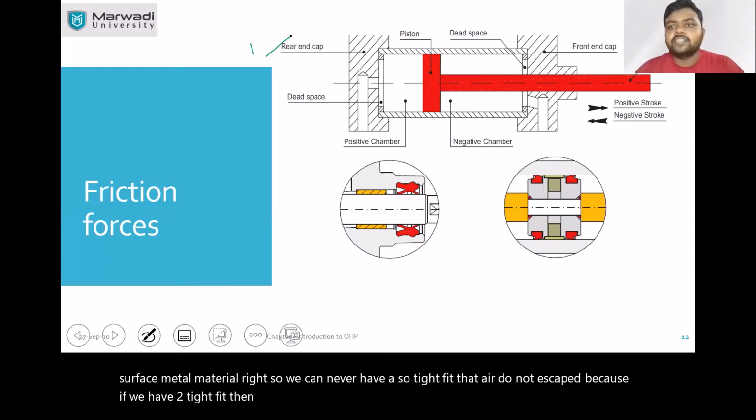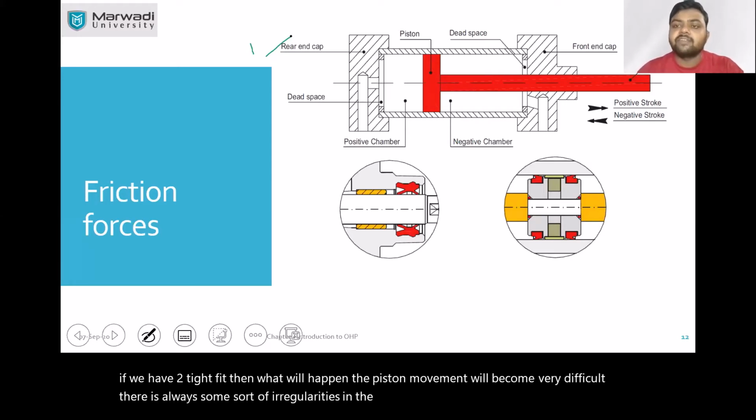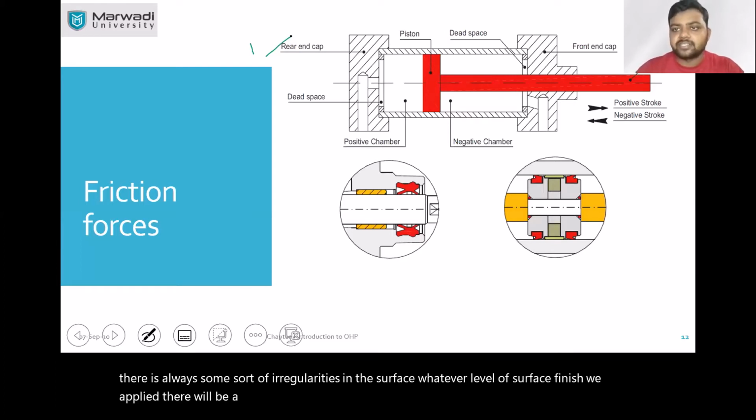There are always some irregularities in the surface. Whatever level of surface finish you apply, there will be microscopic gaps between two mating surfaces. So air will always escape if we have metal to metal contact. We cannot allow that.